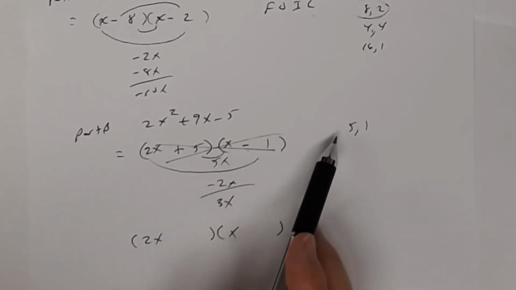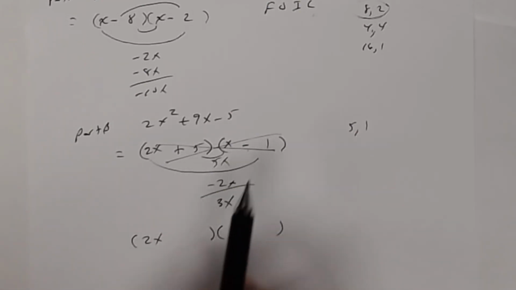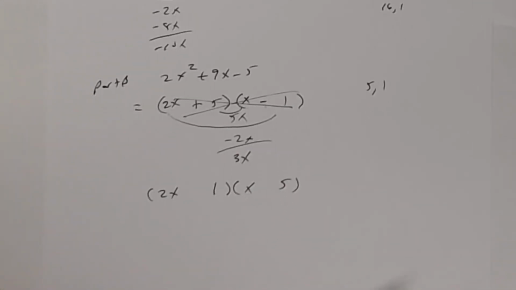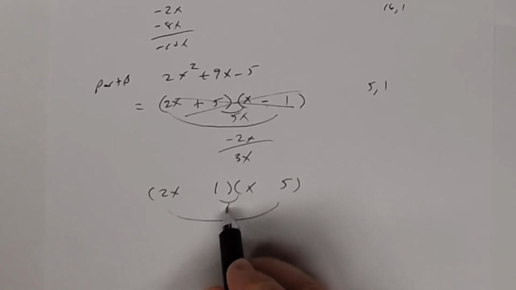But for 5 and 1, instead of putting 5 in that first factor, I'm going to put 5 in the second factor. So I'm going to put 1 here, 5 here. And now look what happens. So the outer is 10x. The inner, see this right here? The outer is 10x. The inner is 1x.